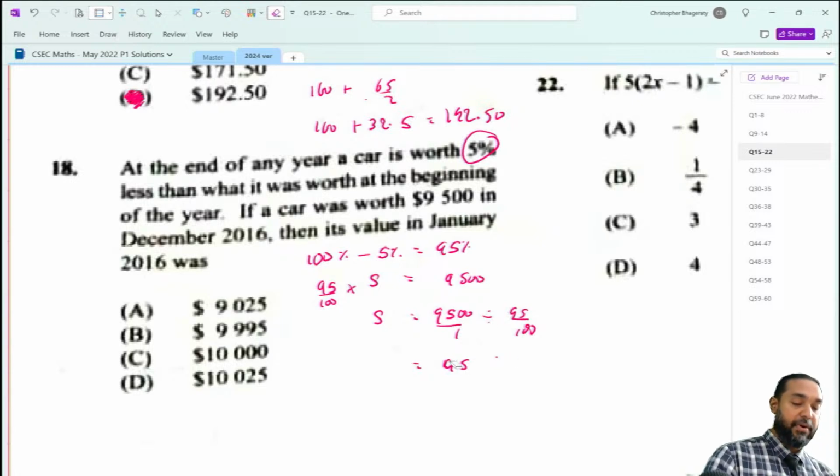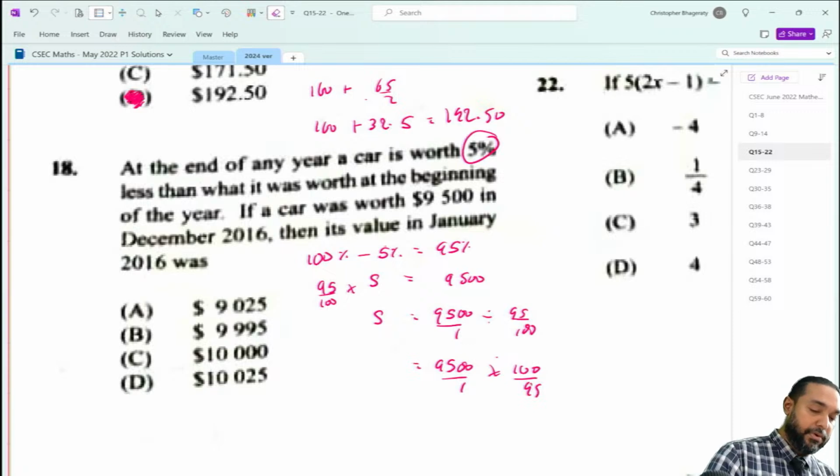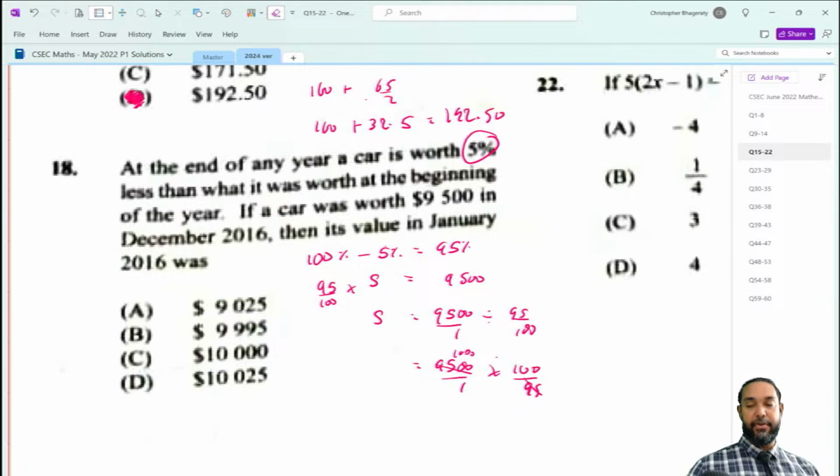When we're dividing fractions, folks, what's the protocol? You change divide to multiply and invert the divisor. 95 into that goes 100 times. Now we're left with 100 by 100, which is what? 10,000, that's correct.